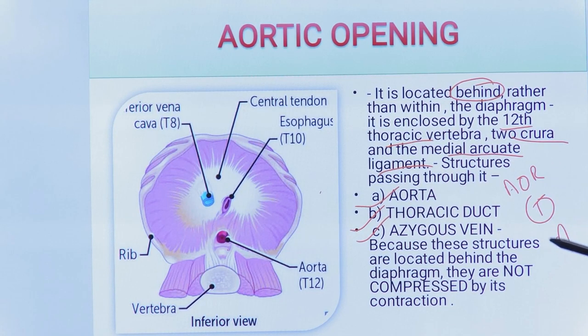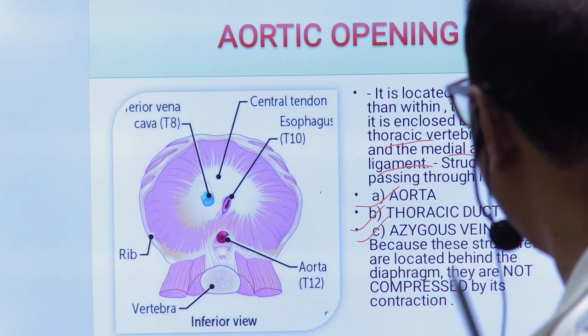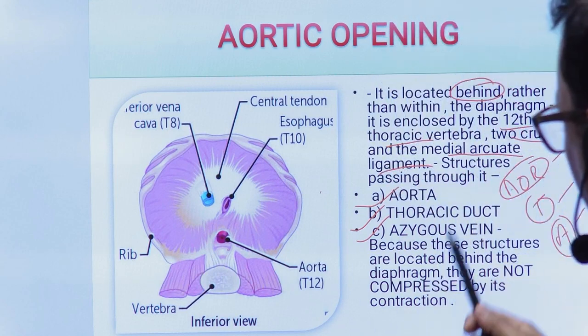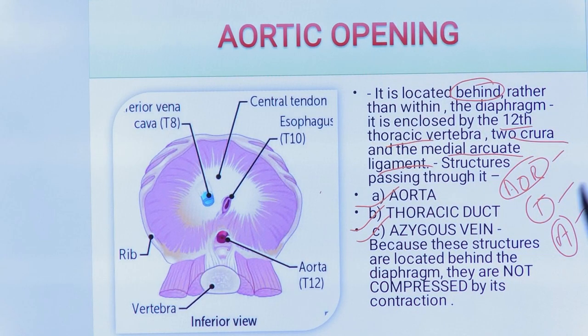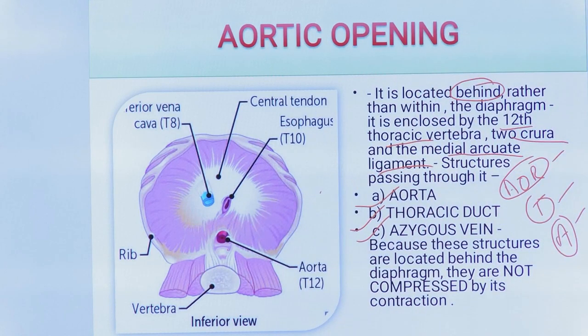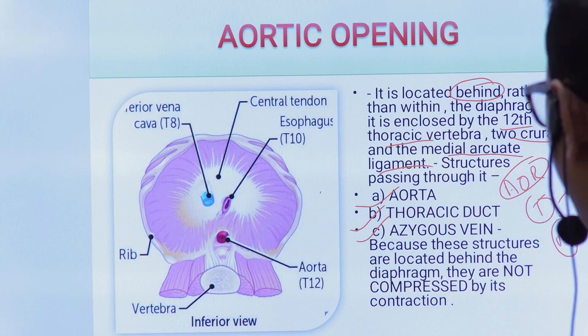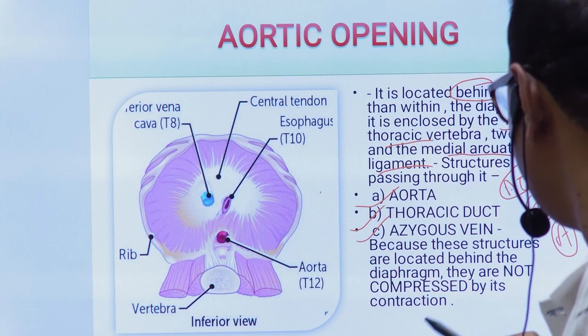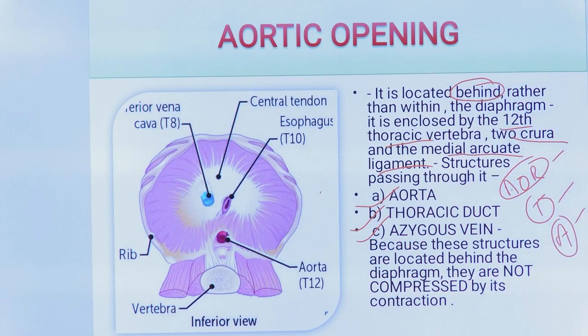As the name suggests, A-O-R-A-O-T-A. It is the aorta, the thoracic duct, and the azygos vein. So in the name of the aortic opening, we have got the three structures which pass through it. Since these structures are located behind the diaphragm, not passing through the diaphragm, they will not be compressed by the contraction of the diaphragm.